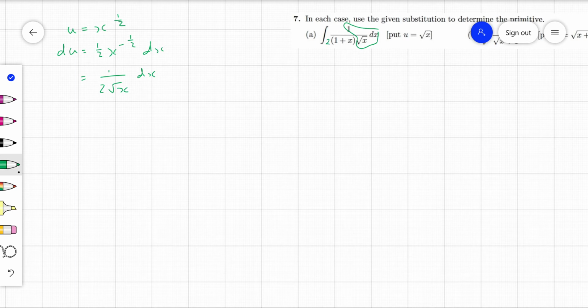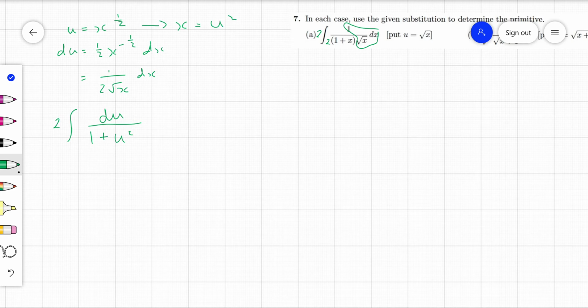under here, which just means putting a 2 out the front to balance it. So if I rewrite that integral, I've got 2 outside of that whole 1 on 2 root x dx just becomes du. And the 1 plus x would be 1 plus, now the x would just be u squared. So if I make x the subject there, I'd have to square both sides. So I'd get x equals u squared.